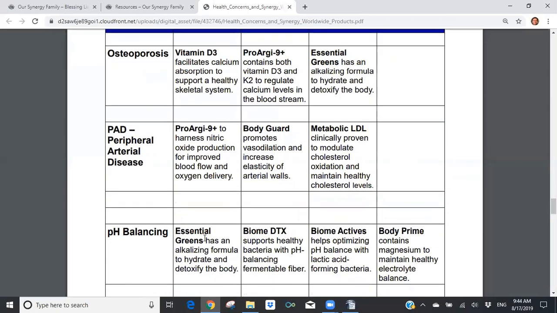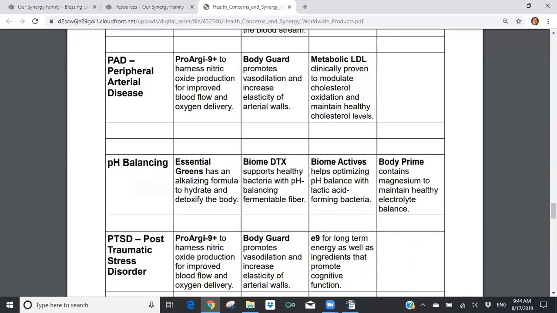pH balancing, Essential Greens, Biome DTX, Biome Actives, and Body Prime. Those would be my choices if I'm trying to help a person move from the acidic side of the equation. We did a seminar on this. You can find it hosted up on the YouTube channel for our Synergy family. So I'm not going to go into a lot of details, but those would be my choices.